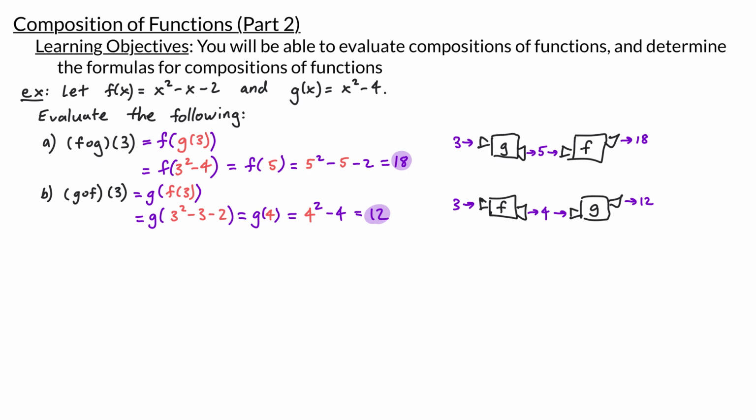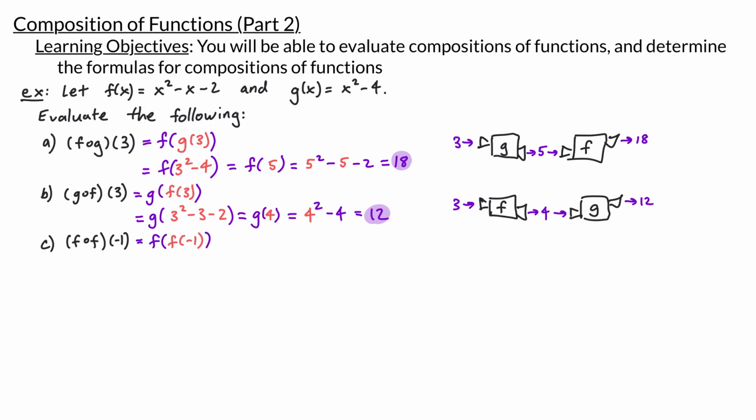Let's now try another composition. In example C here, we have f composed with f of -1. Which means we want to take the input -1, first plug it into the f function, figure out what the output is, and then take that output and plug it into the f function again. So by definition, this is f of f of negative 1.